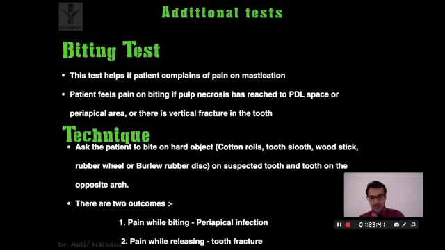Let us see the technique. Ask the patient to bite on a hard object, for example a cotton roll, a tooth slooth, a orange stick, a rubber wheel, or a burlew rubber disc, on the suspected tooth and the tooth on the opposite arch, so that they'll get the response. There are two outcomes: pain while biting and pain while releasing. If there is pain while biting, this is an indication that there is periapical infection. If there is pain while releasing, this is an indication of a fractured tooth.